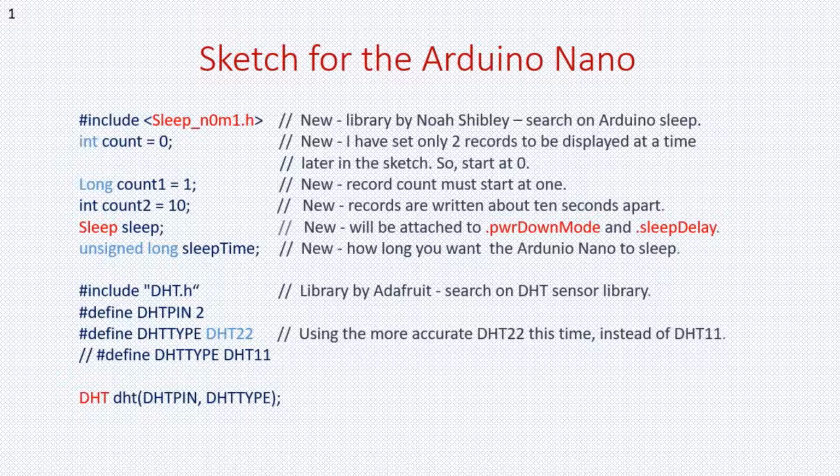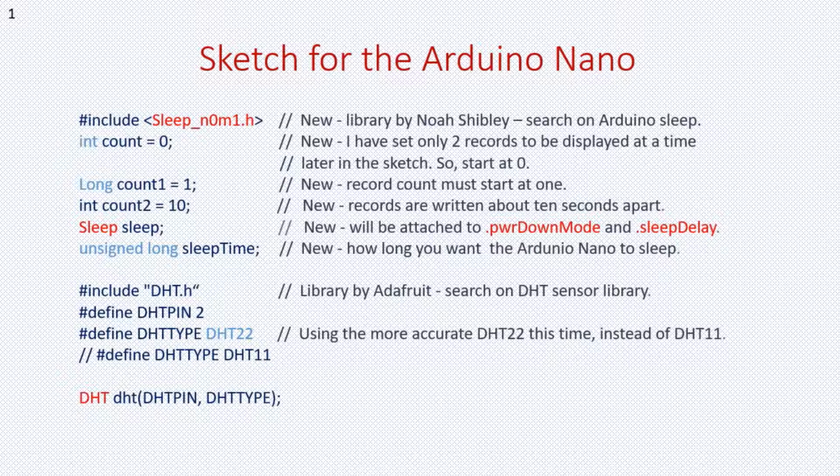The count 2 starts at 10. This indicates that it would take 10 seconds for the first record to be displayed, and it'll be doubled to 20 seconds by the time the second record has been displayed. Sleep is defined in the library and will be attached to power down mode and sleep delay in the sketch. Sleep time is an unsigned long and is used to determine the length of sleep in milliseconds.